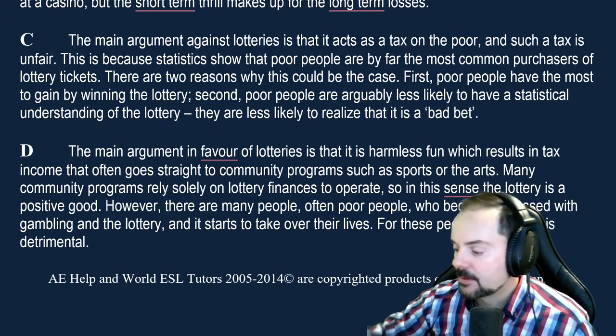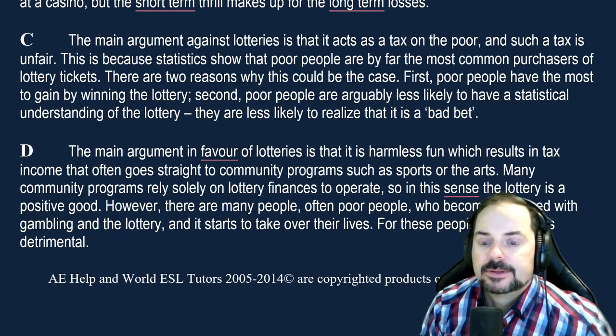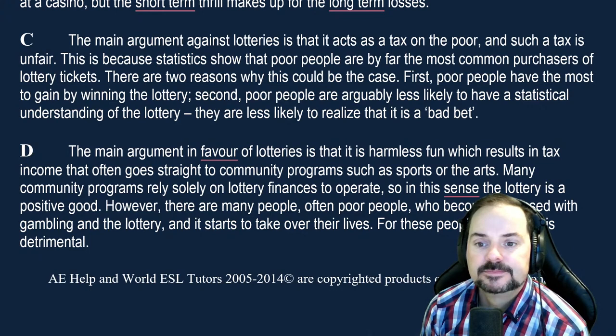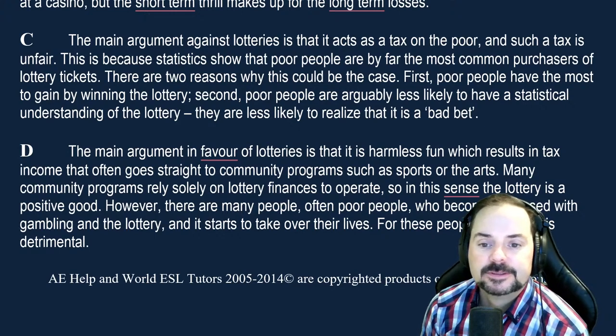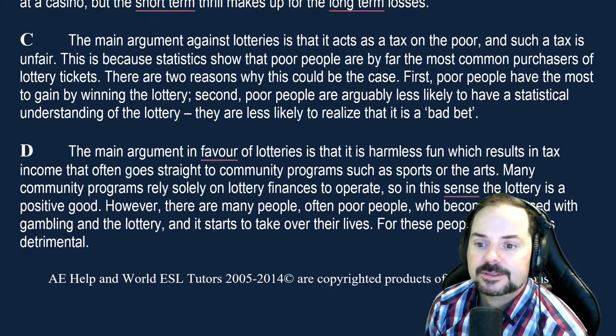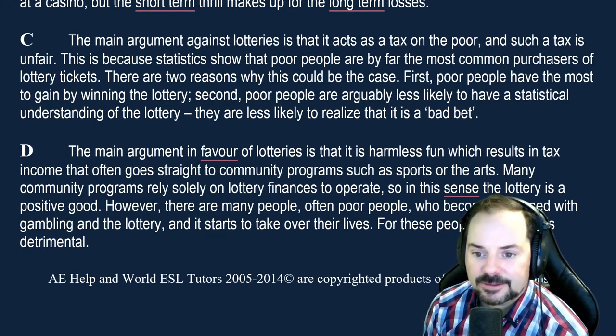Okay. The main argument against lotteries is that it acts as a tax on the poor, and such a tax is unfair. This is because statistics show that poor people are by far the most common purchasers of lottery tickets. There are two reasons why this could be the case. First, poor people have the most to gain by winning the lottery. Second, poor people are arguably less likely to have a statistical understanding of the lottery. They are less likely to realize that it is a bad bet.